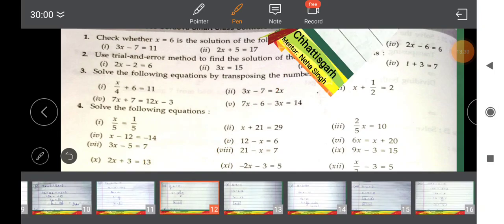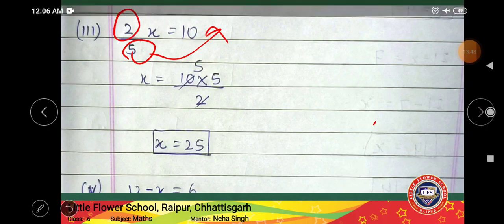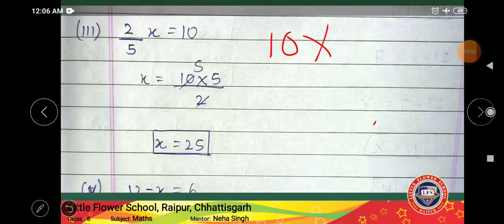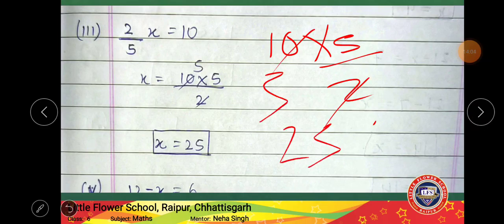2 by 5 x equals to 10. So now x equals to 10. See, this 5 is in division, it will be in multiplication, and this is in multiplication, so it will come down. Or if we are taking the fraction, what we can say, it will be 10 into 2 by 5, the reciprocal, 5 by 2. Okay, 2 ones are 2, 5 twos are 10, 5 and 5, 25. So the value of x is 25.